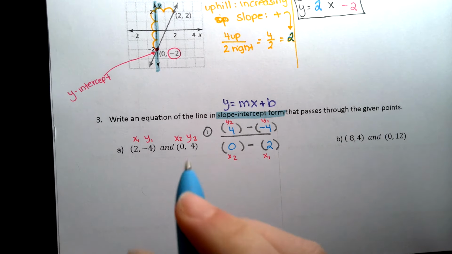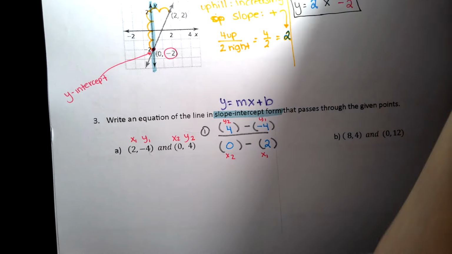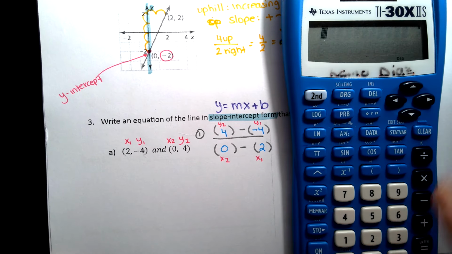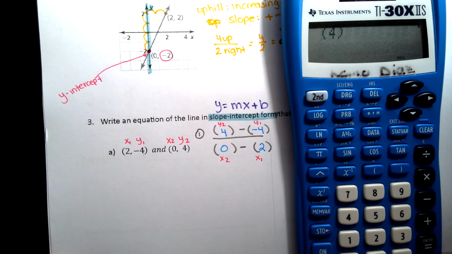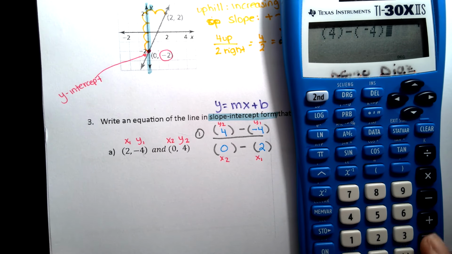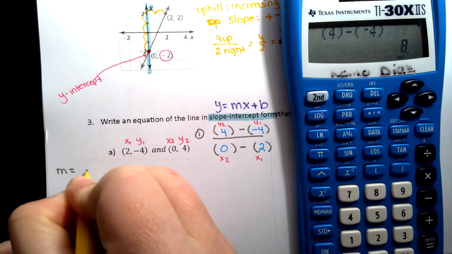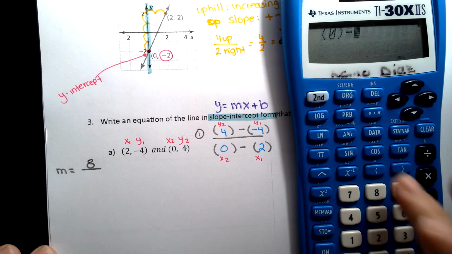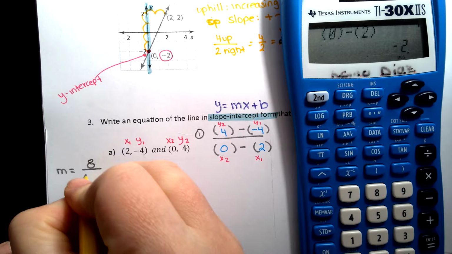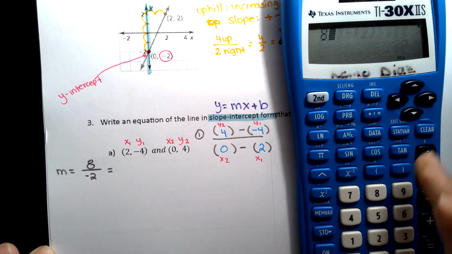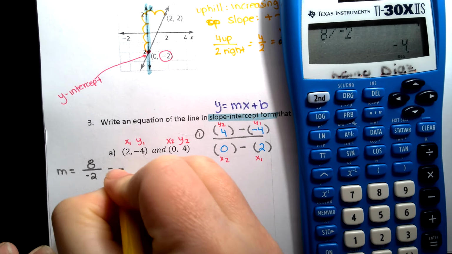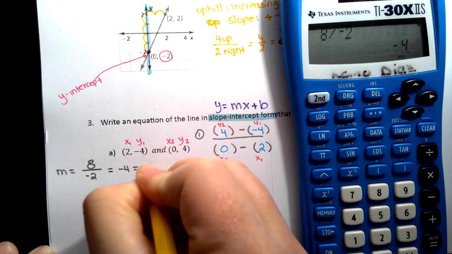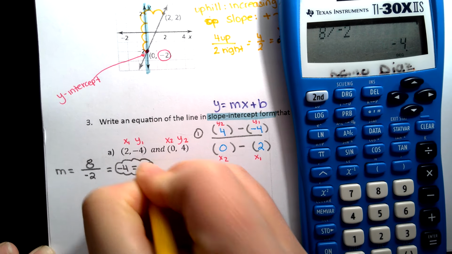Now again, be careful here with your double negative, so I encourage you to use a calculator. Type in exactly what you see. So 4 minus open negative 4, close it, I get 8. On top, 0 open, close it, minus 2, close it, I get negative 2. 8 divided by negative 2 is a whole number, so my slope, my m value, is negative 4.